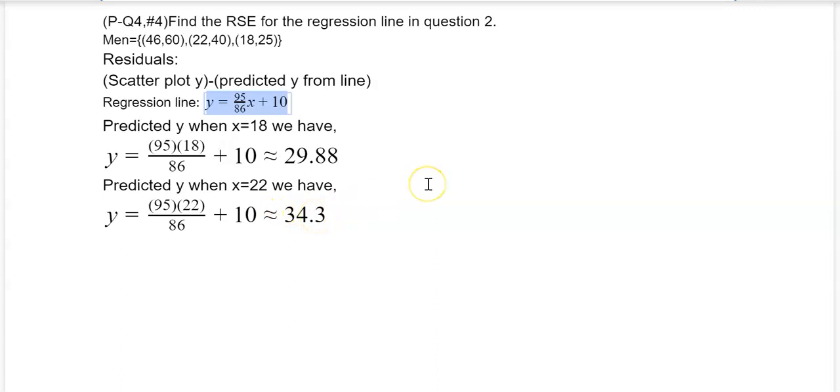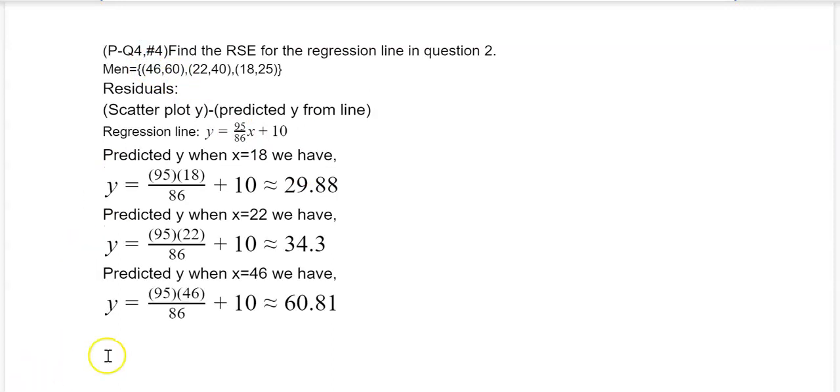And lastly, let's do the predicted y value when x is 46. Putting 46 in place of x right here, it'll be 95 times 46 over 86 plus 10, which you can check is roughly 60.81.